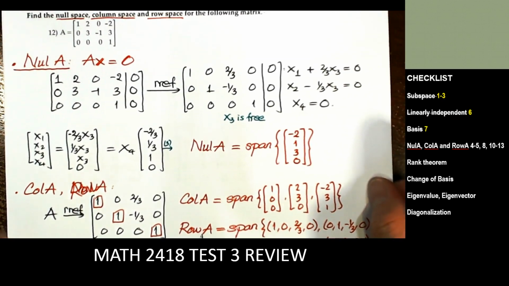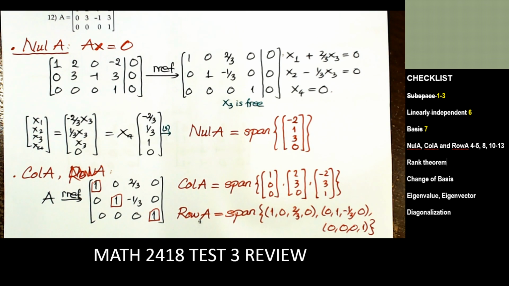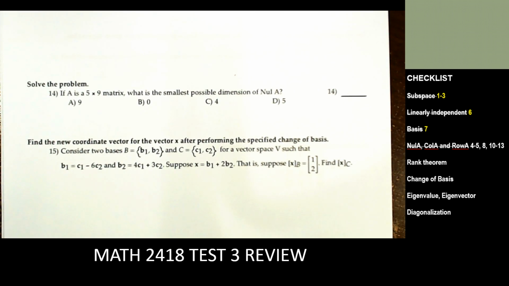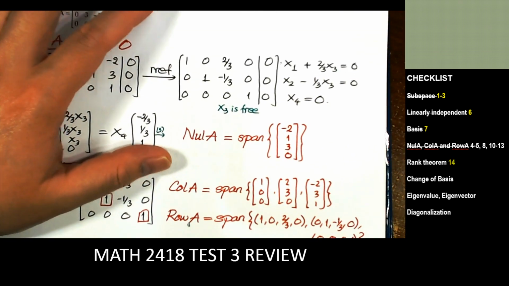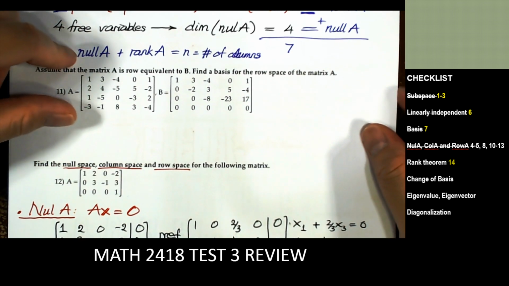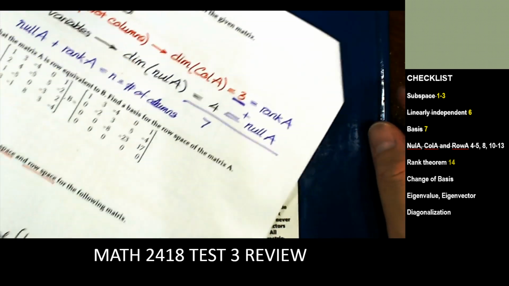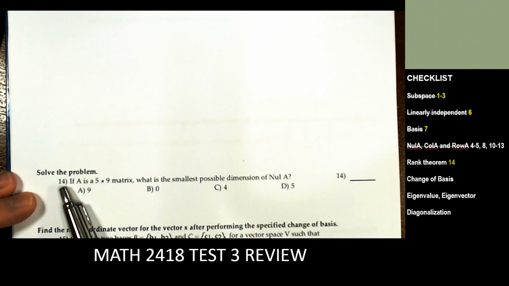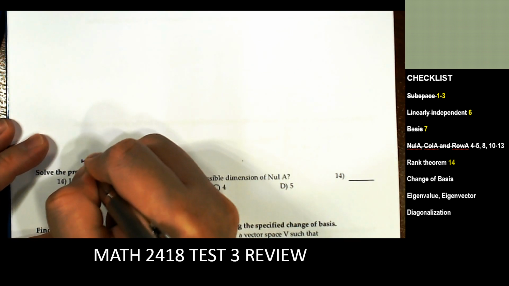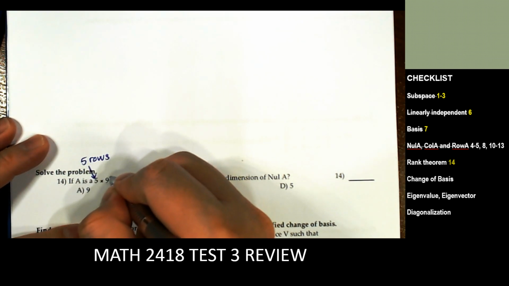Right. Next we go to the rank theorem, kind of the same idea here. The rank theorem, we will have something number 14 here. Right. So the rank theorem is what we have here. The nullity of A plus the rank of A equal to n, which is the number of columns. Now keep that in mind. So here we have A is a 5 by 9 matrix. So because of that, this matrix A we have is 5 rows, and 9 will be the number of columns.